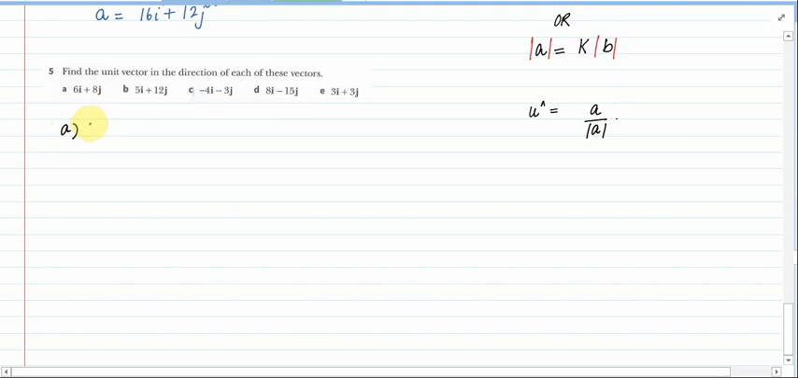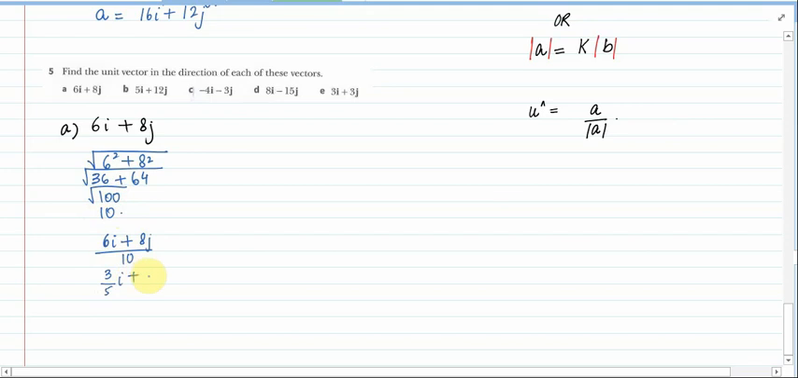Part A: the vector is 6i plus 8j. Firstly, I need to find the magnitude. The working formula is under root of x square plus y square. 6 square is 36, 8 square is 64. When you add up, you will get 100. The root of 100 is 10. That is the magnitude. Now the unit vector will be 6i plus 8j divided by 10. If you simplify by dividing both numbers 6 and 8 by 10, 6 upon 10 is 3 upon 5i, and 8 upon 10 is 4 over 5j. That is your first part answer.